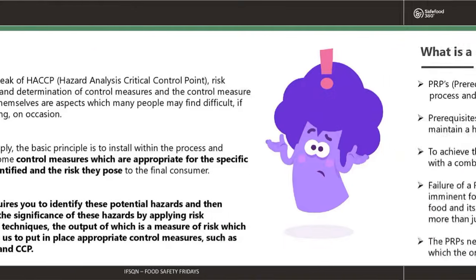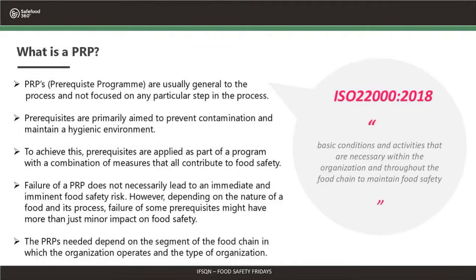So let's firstly have a look at what a PRP is. A PRP, or prerequisite program, is usually general to your process and doesn't actually focus on a particular step in your process. Throughout the presentation today, I will be referring to ISO 22000, primarily because we are going to be talking about OPRP, which was brought in by ISO. So today you will see that we will be referring to this particular GFSI standard.